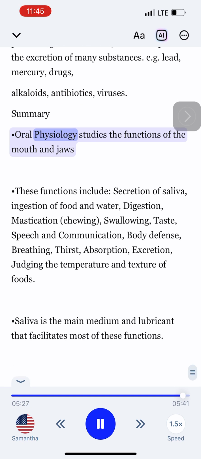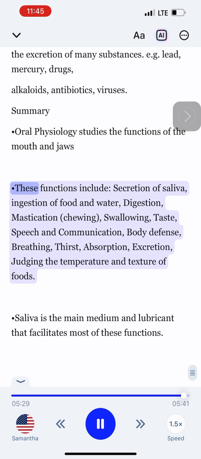Summary. Oral physiology studies the functions of the mouth and jaws. These functions include secretion of saliva, ingestion of food and water, digestion, mastication, chewing, swallowing, taste, speech and communication, body defense, breathing, thirst, absorption, excretion, and judging the temperature and texture of foods. Saliva is the main medium and lubricant that facilitates most of these functions.